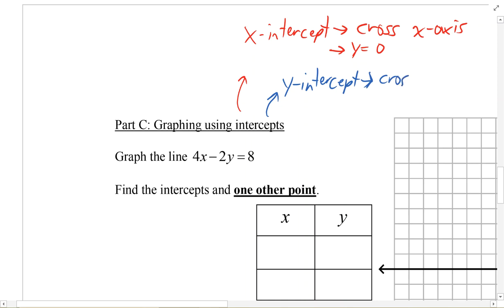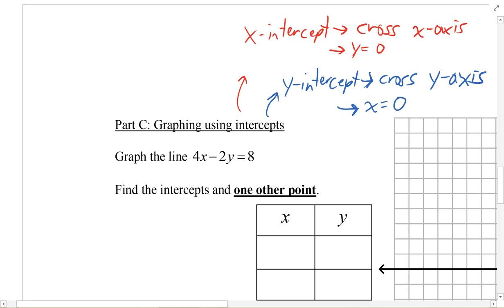Okay? Sorry, y-intercept is where you cross the y-axis. My bad. And so in order to cross the y-axis, what do you know? You know that x equals 0.